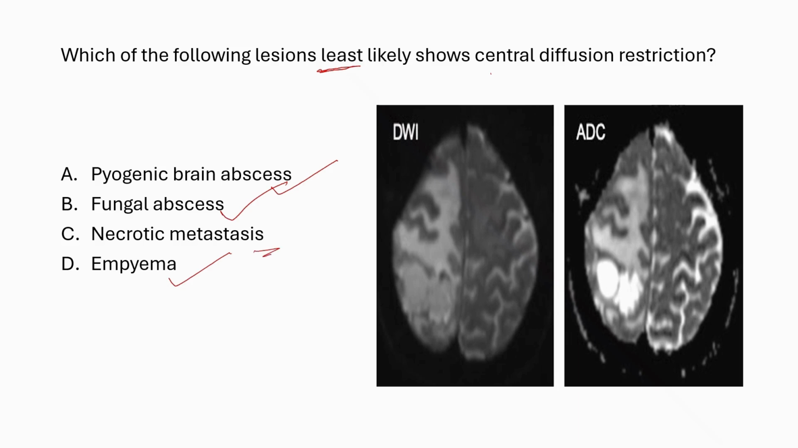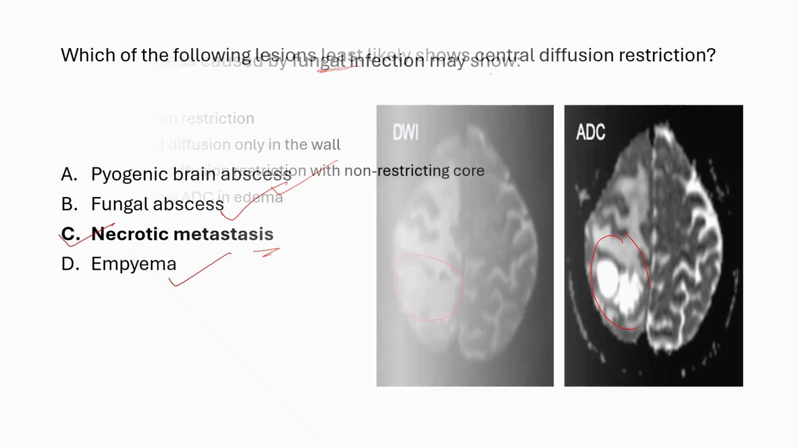What we see in diffusion restriction is that the DWI shows high signal intensity, whereas the ADC shows no signal or low signal intensity. So in this image both show the high signal intensity. So only one option is remaining, the necrotic metastasis. Necrotic metastasis does not show, or less likely shows, the diffusion restriction. So the answer is the necrotic metastasis.